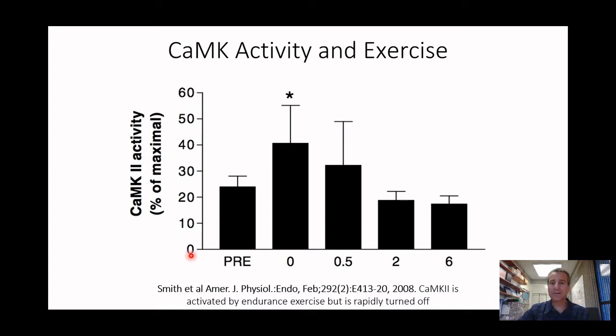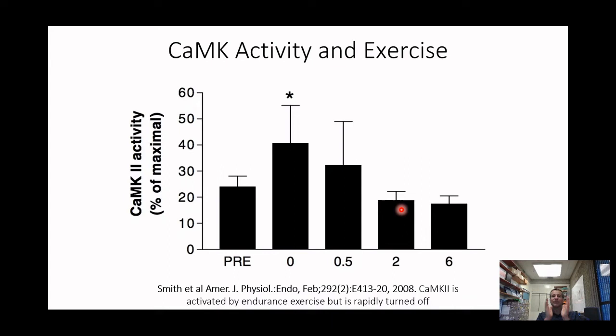So this is 30 minutes of exercise, looking at CAM kinase 2 before, after, and then immediately after, you can see that you've got this nice increase in CAM kinase 2 activity. But then you can see that its activity is already starting to come down 30 minutes later. And that's because the calcium goes away. And yes, it's phosphorylated, so it's staying on a little bit longer than the calcium signal, but it's not staying on that long, because by 2 hours, you're already back down to baseline.